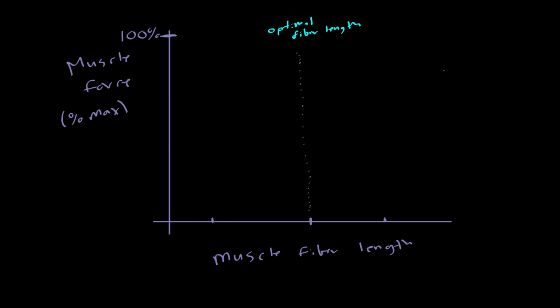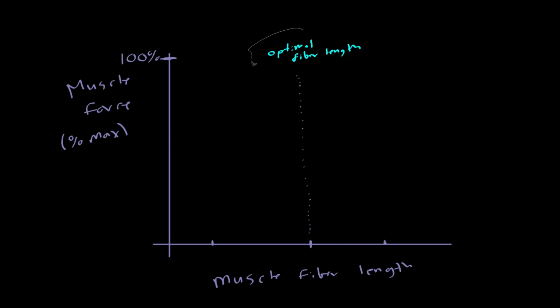Having introduced the active and passive properties of muscle separately, I want to start putting them together and composing them to get a better understanding of how muscle actually functions. So I've drawn the force length curve here, and I'm going to sketch out the two force length relationships that we know about. One of them is the active force length curve for muscle.